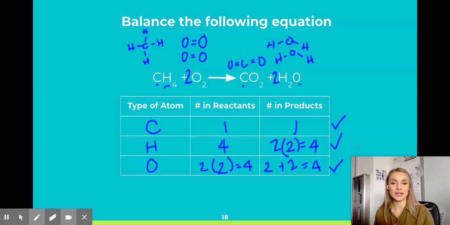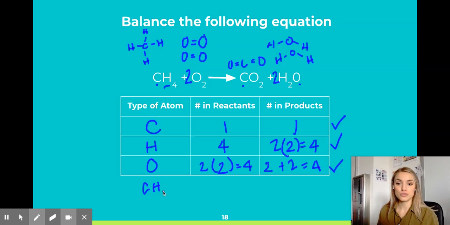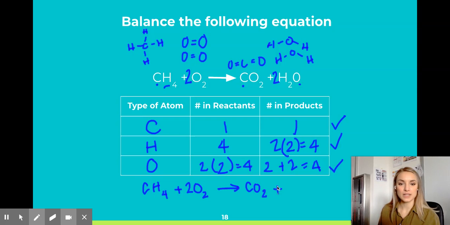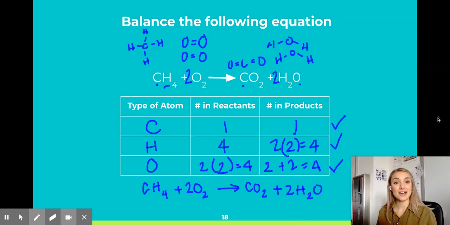So if I were to write it out nice and neat, our balanced reaction would be CH4 plus 2O2 yields CO2 plus 2H2O. And there you have it. That's how you balance a chemical equation.